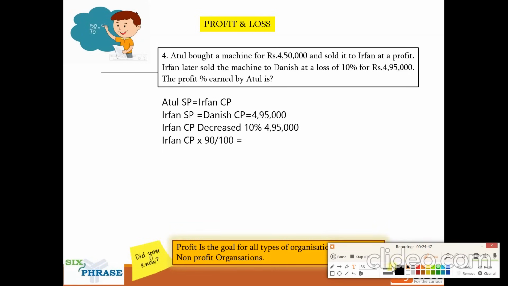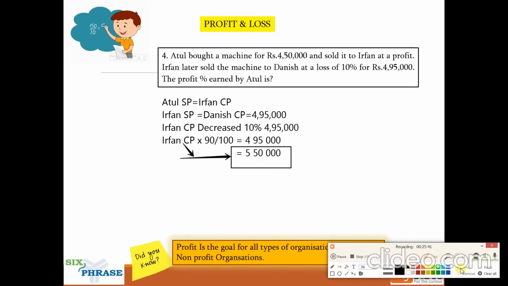When you decrease Irfan's CP by 10%, what do you get, guys? You get 4,95,000. So your Irfan's CP will be equal to 5,50,000. So this is Irfan's CP. So we just write it as Irfan's CP is 5,50,000.